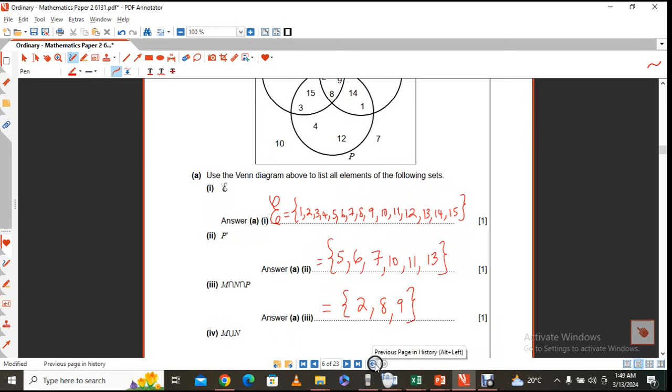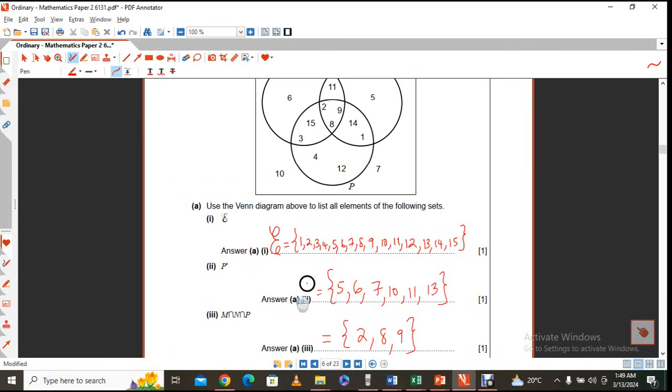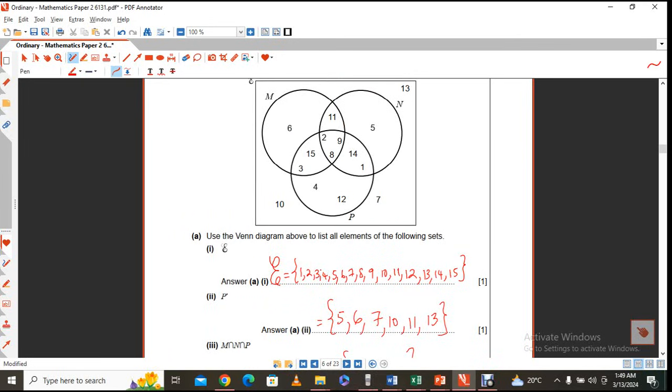Now, this M union N refers to everything in M and everything in N. That's what it refers to. So it will be U minus 1, 2, 3, 4, 5. Minus this, the 4, the 10, the 12, the 7, and obviously the 13 that I'm not going to include.